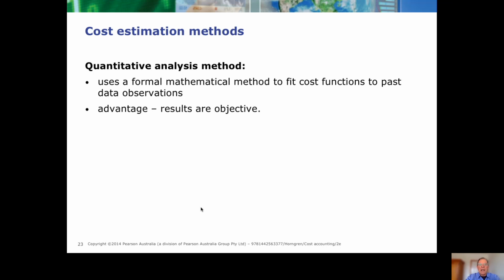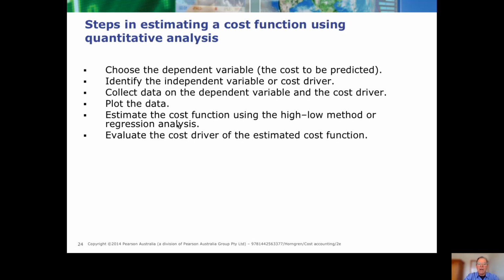And finally, the quantitative analysis method. It is objective. We just gather the data from past observations and use that to predict into the future at a given level of activity. So we need to choose what is it that we're trying to measure? What's going to be on the y-axis, the dependent variable, the vertical axis? And it's normally dollars. It's normally cost. Probably 100% of the time, that's what we're trying to measure, the cost, the dollars.